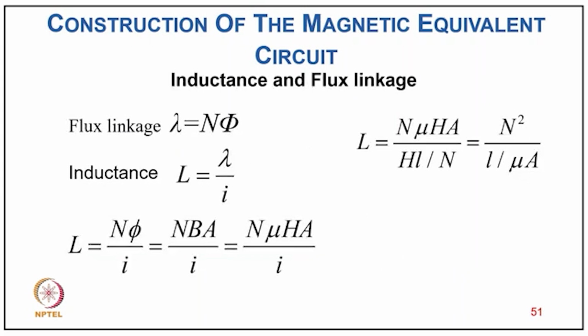So we can say flux linkage lambda equals N phi, and we can define inductance as lambda upon I, or L equal to N phi upon I, or N B A upon I, or N mu H A upon I. That we can write as N mu A times H L upon N, divided by L, and it becomes N squared divided by L upon mu A. So this is how we define the inductance.